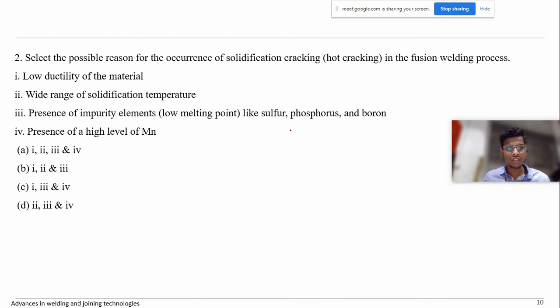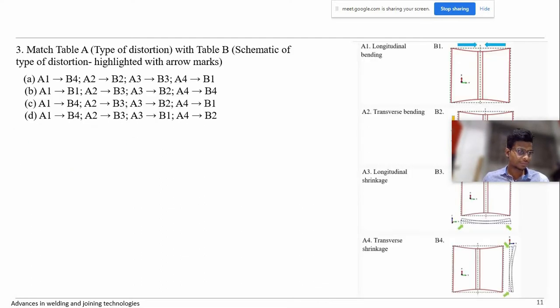Presence of impurity elements, yeah, low melting point ones like sulfur, phosphorus, and boron. This kind of solutes will again make the central region, the solute-rejected liquid, reach the lowest melting point. Because of that, the liquid will be there for more duration. So solidification cracking happens. But the presence of a high level of magnesium, as sir explained, because of this the solidification cracking is reduced. So the option is 2B. 1, 2, 3 are correct and 4 is not correct.